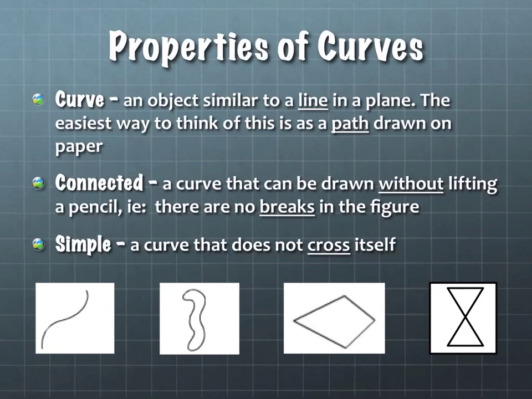Here, curve means a path drawn, so it could be straight. Connected means a curve that can be drawn without lifting a pencil. No breaks in the graph or in the figure, whatever the shape is. That's connected. Simple means that the curve does not cross itself.